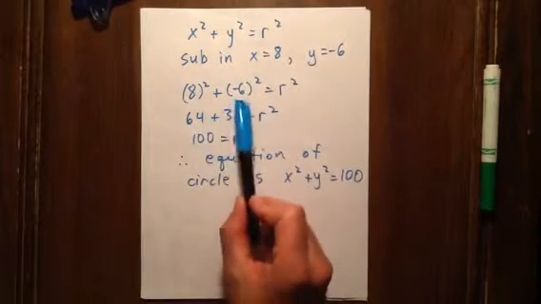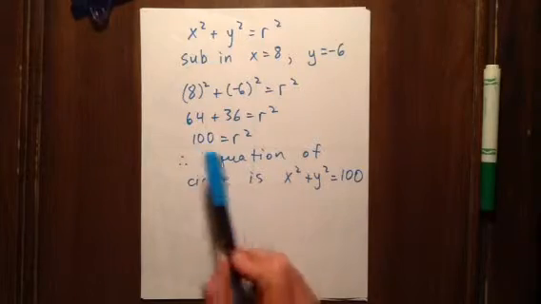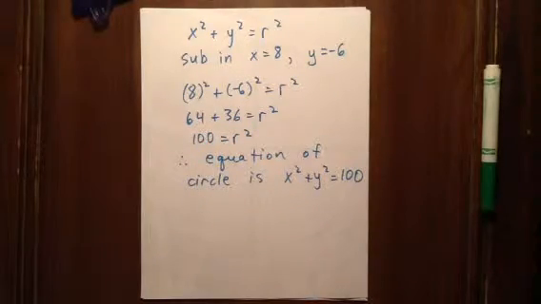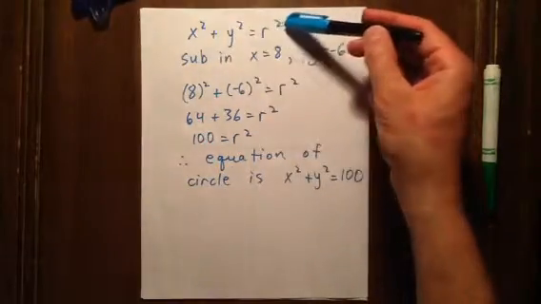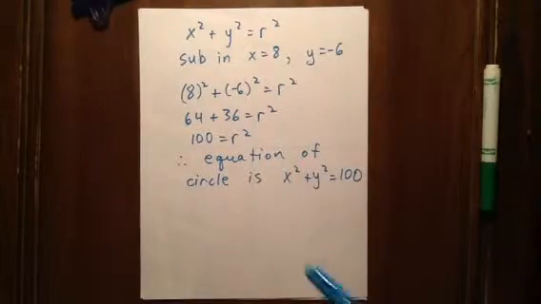That means 64 plus 36 equals r squared. 64 plus 36 is 100, so 100 equals r squared. And since x squared plus y squared equals r squared is the equation of the circle, and since 100 is r squared, we can say the equation of the circle is x squared plus y squared equals 100.